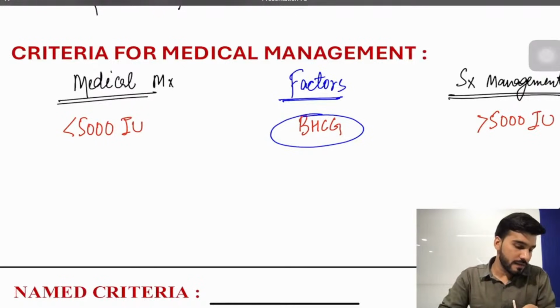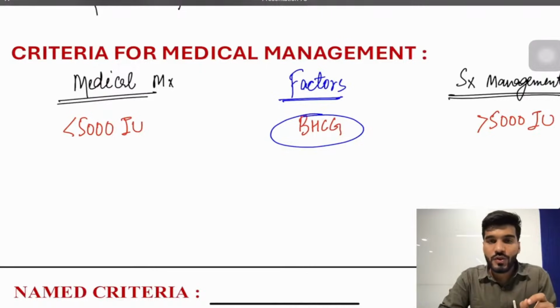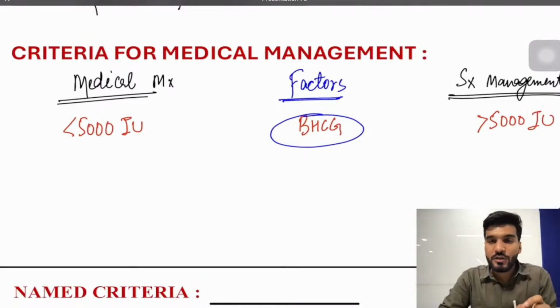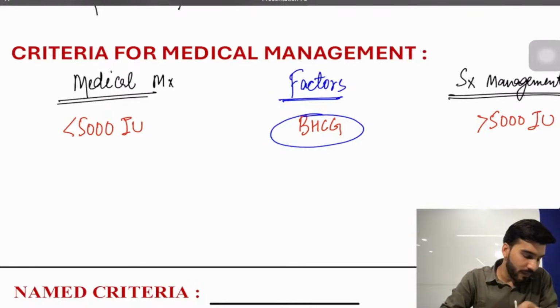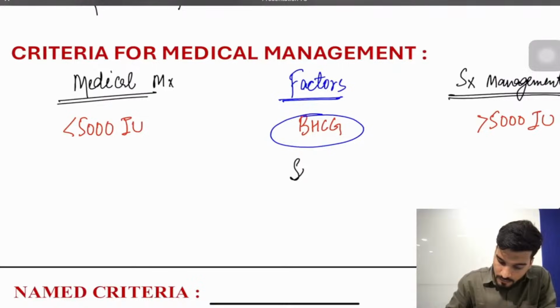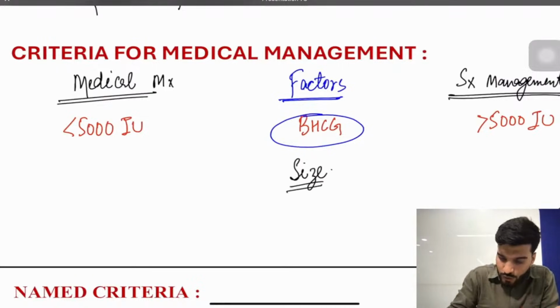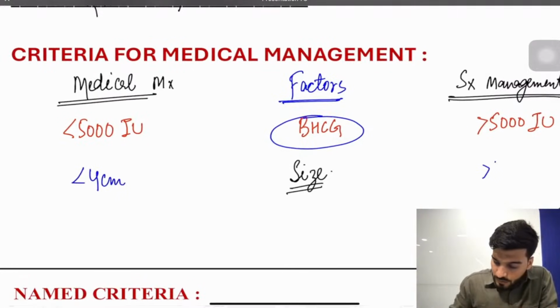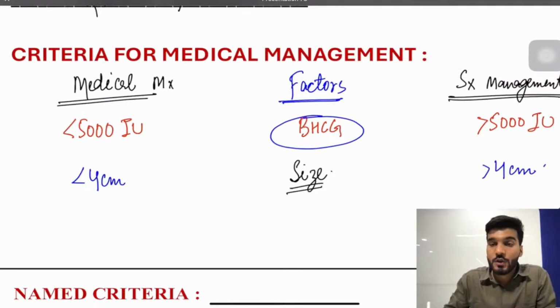If beta HCG is less than 5,000 international units, I'm going with the medical management. If beta HCG is more than 5,000 international units, I'm going with the surgical management. Number one thing. The second thing is going to be the size of the ectopic. If the size of the ectopic is less than 4 centimeters, you have to choose medical management. If it is more than 4 centimeters, you have to choose surgical management.